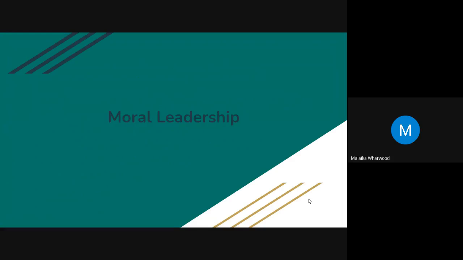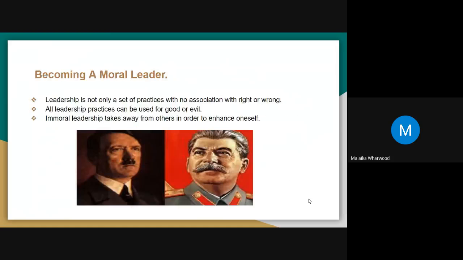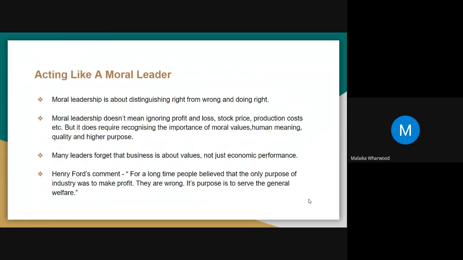So, moral leadership. Acting like a moral leader. The single most important factor in ethical decision making in organizations is whether leaders show a commitment to ethics in their talk and especially in their behavior. Moral leadership is about distinguishing right from wrong and doing right. This doesn't mean ignoring profit and loss, stock price, production costs, etc. But it does require recognizing the importance of moral values, human meaning, quality, and higher purpose.